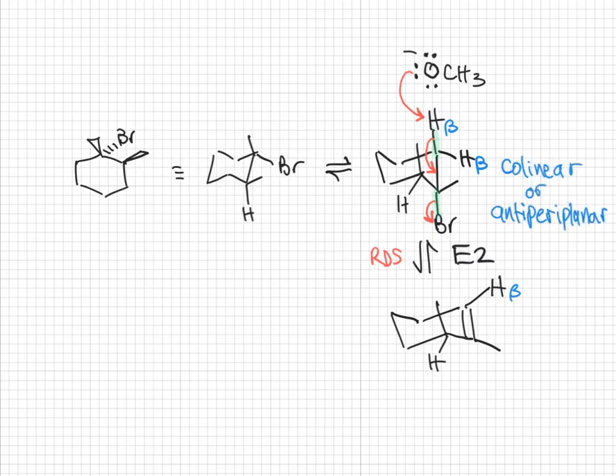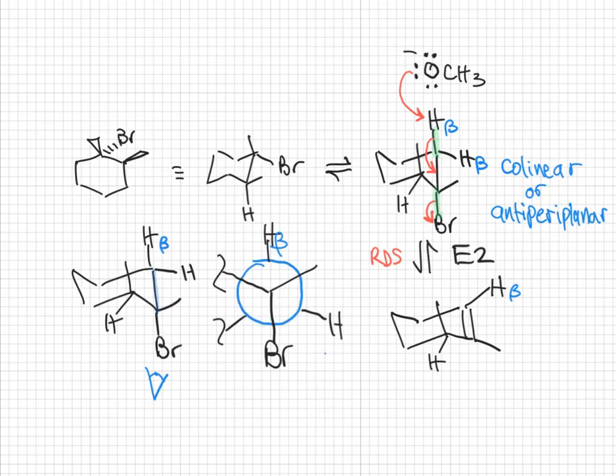The E2 elimination reaction is stereospecific, and the proton that's abstracted is collinear or antiperiplanar to the leaving group. A view down the axis of the two carbons involved in the alkene formation affords a Newman projection. In this Newman projection, we clearly see the anti-orientation of the proton abstracted and the leaving group.